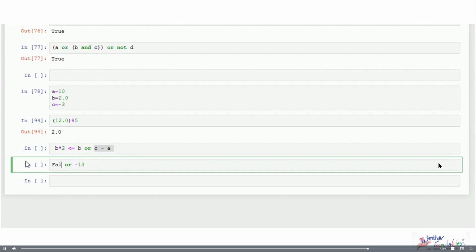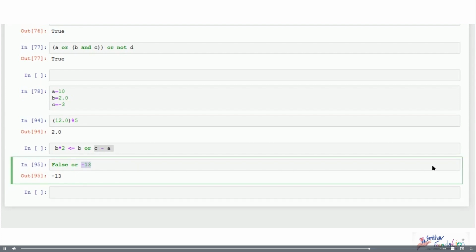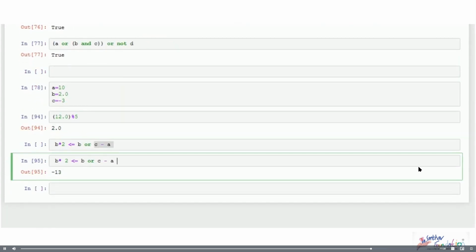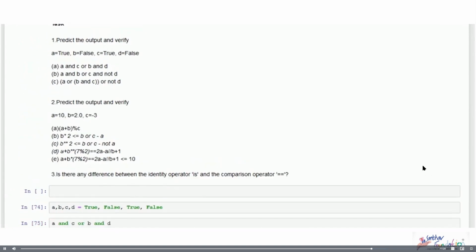So now this is your expression: false or minus 13. As I said, any non-zero number is a representation of true. So it is false or true, and this is the OR operator. Even if any one value is true, you get the output as true. Among these two, the true value was minus 13. So we get minus 13 as the output for this entire expression. Now let's move on to the next.